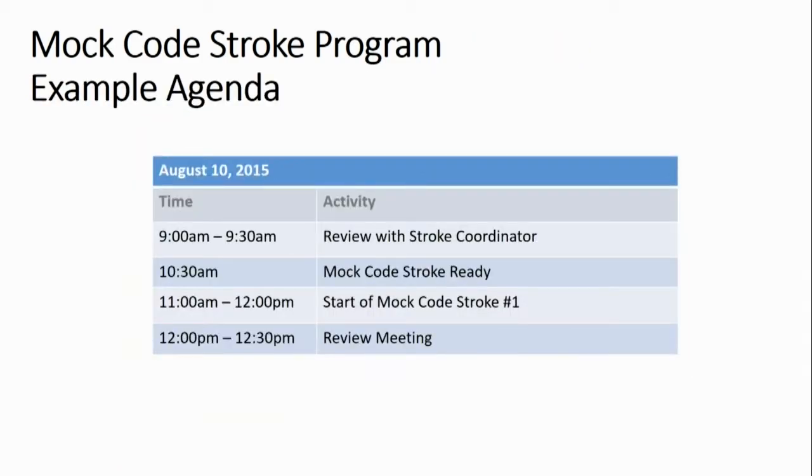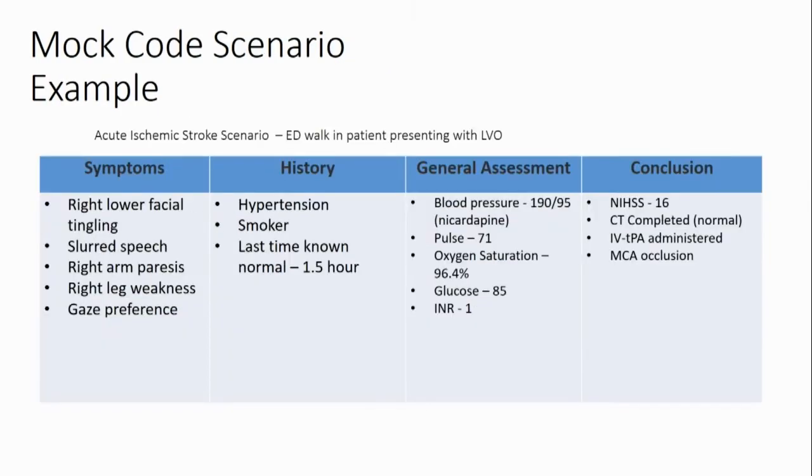So this is usually what a mock stroke program agenda looks like. This is a morning one, usually a half day, so 9 to 9:30, you review it with the stroke coordinator and get them involved. At 10:30, get the stroke ready, which usually involves the consultants getting themselves prepared. If it's a walk-in, the actor walks into the ED, but you set all that up. 11 to 12, getting the actual code through, and then 12 to 12:30 or 12:45, usually you have a review meeting on what was discovered and what can be discussed to improve.